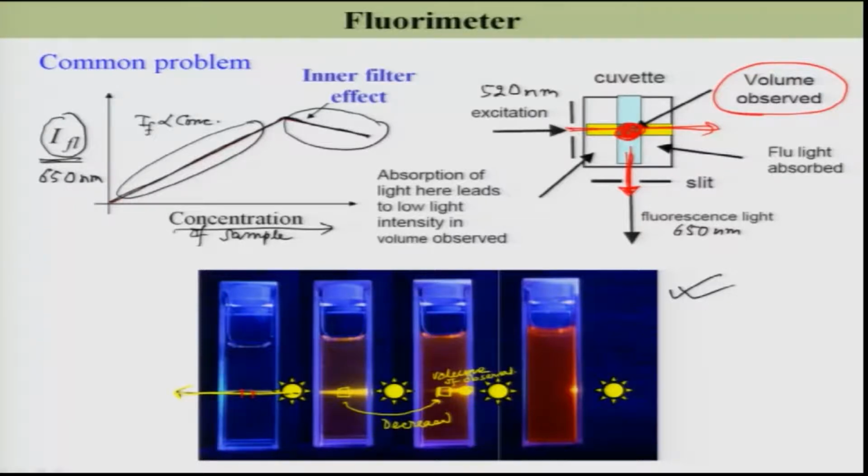If you increase more, then this excitation light even cannot penetrate, it just stops over here. So, there is no intensity. Intensity will eventually drop to 0 like this, right. So, this is called the front surface absorption.